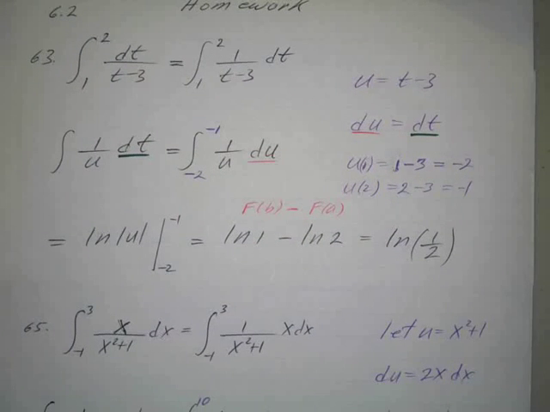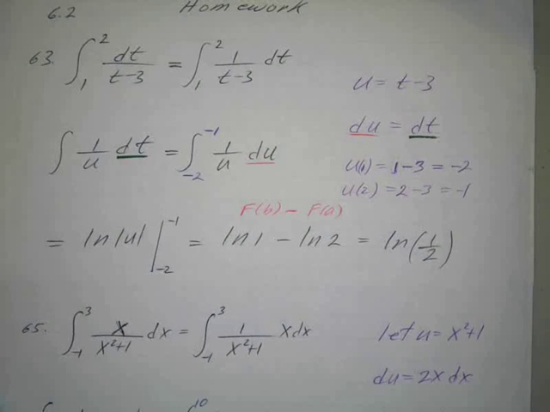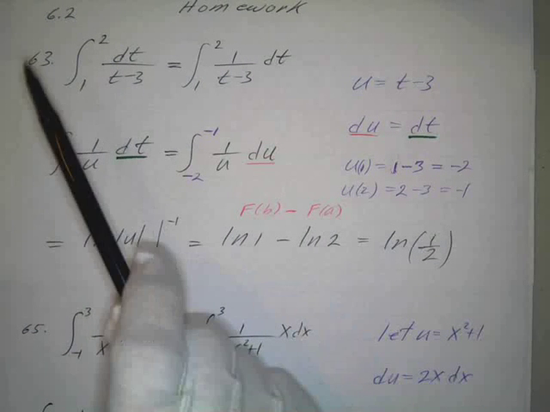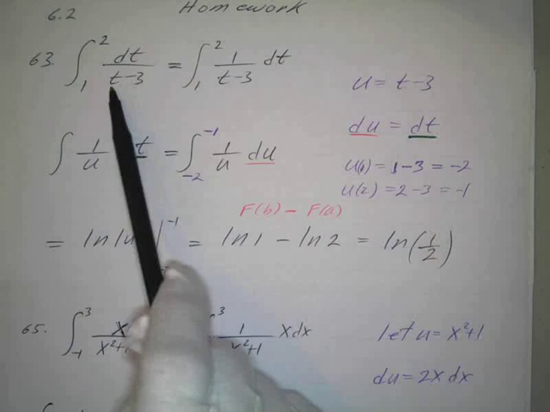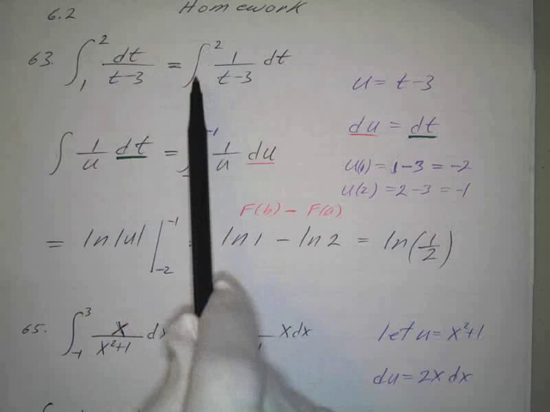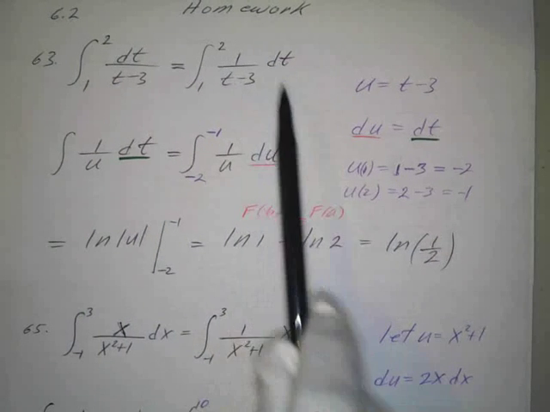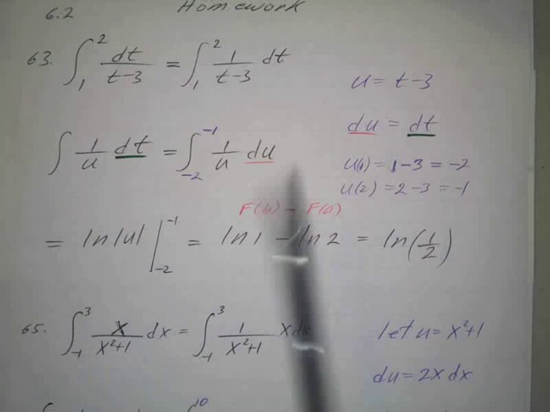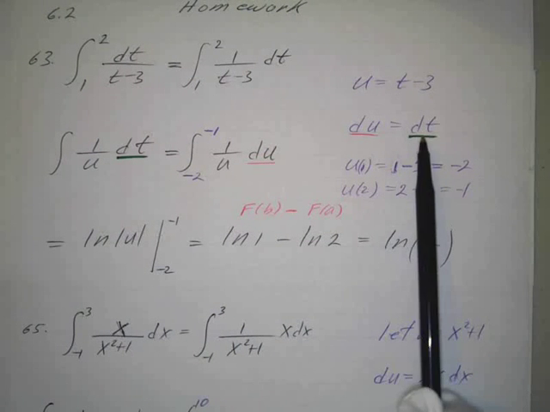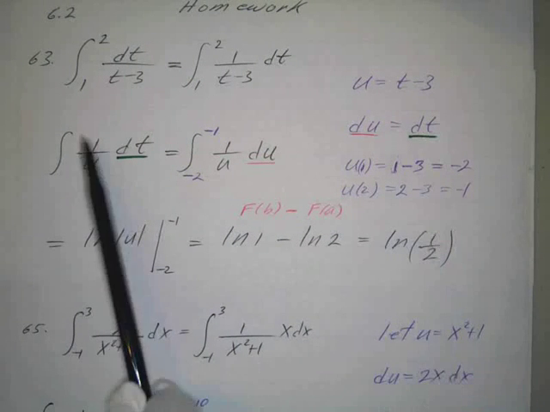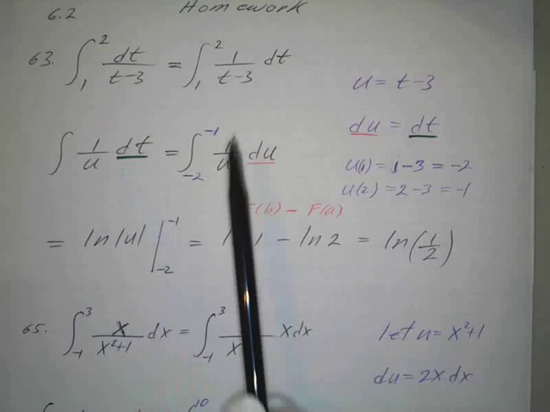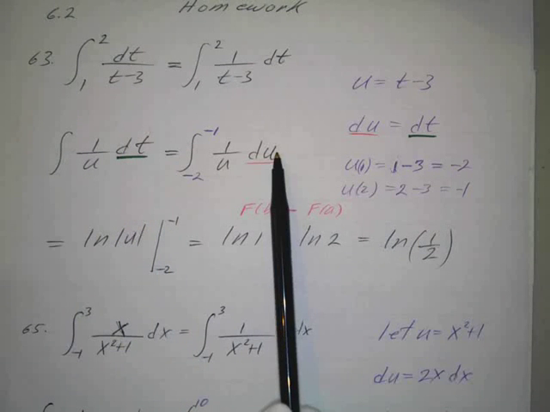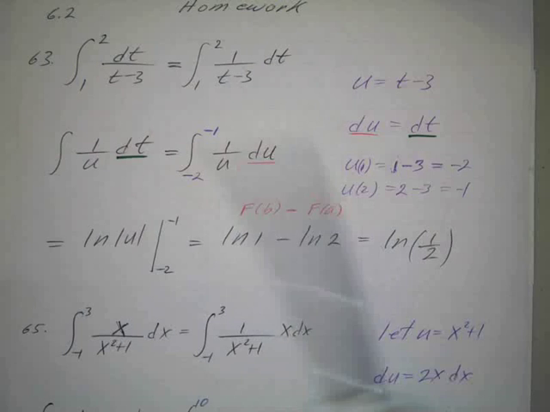Okay, here's 63. And we have the integral from 1 to 2 of dt over t minus 3. And this is the same thing, the integral from 1 to 2 of 1 over t minus 3 dt. And I'm going to use this 1 over u du again. So I'll let u be t minus 3, so du is dt. So I've got 1 over u dt, but that's all just a 1 over u du. I just have to change the limits.